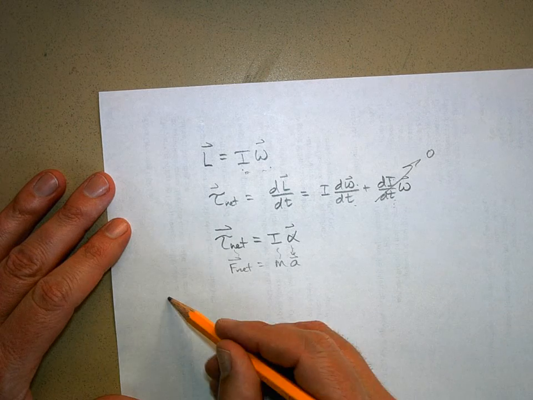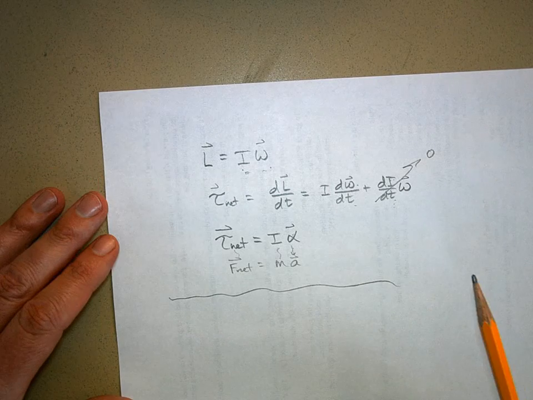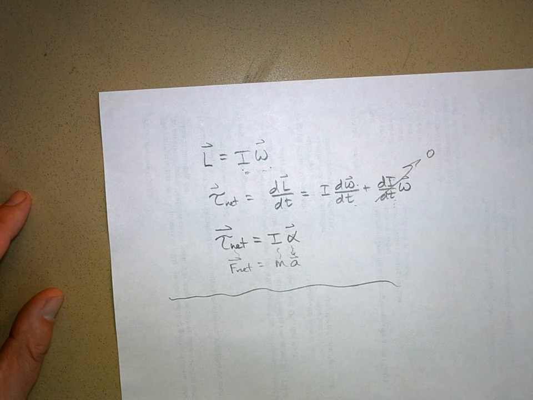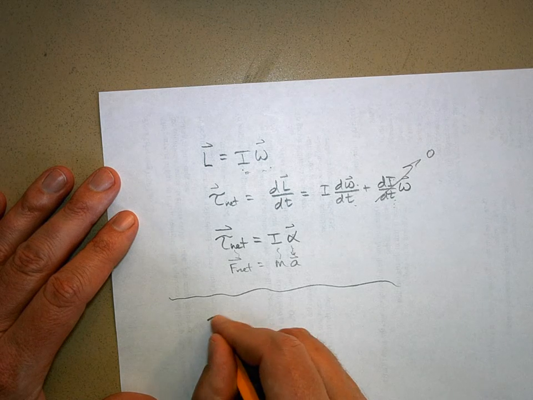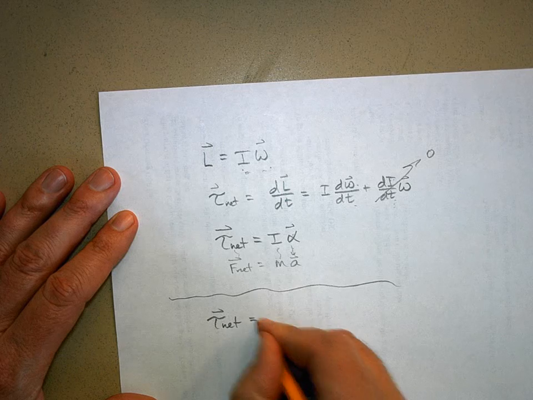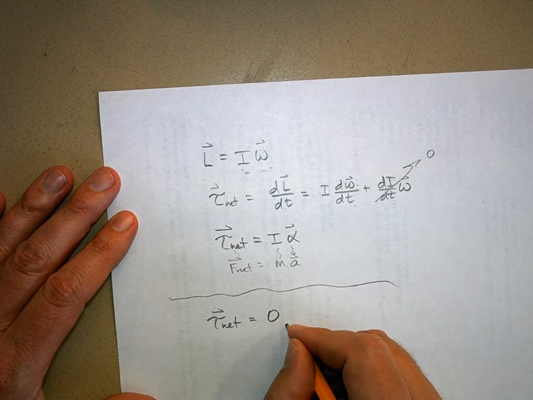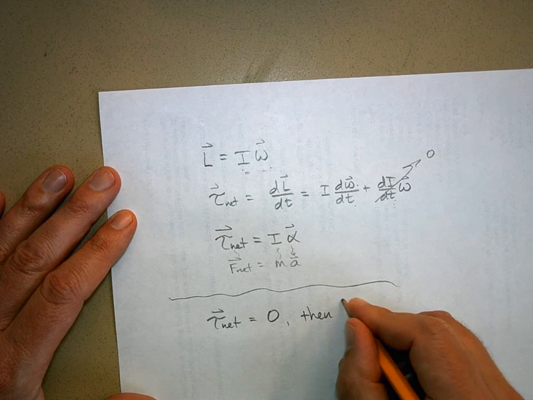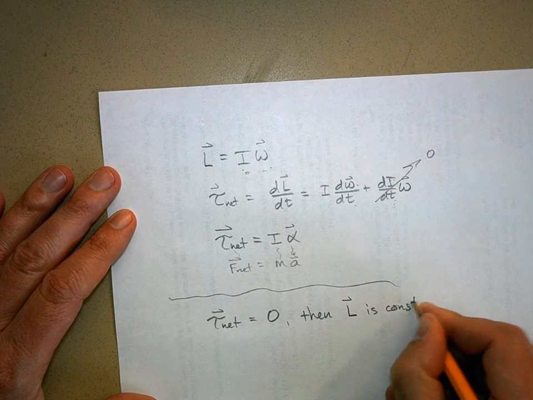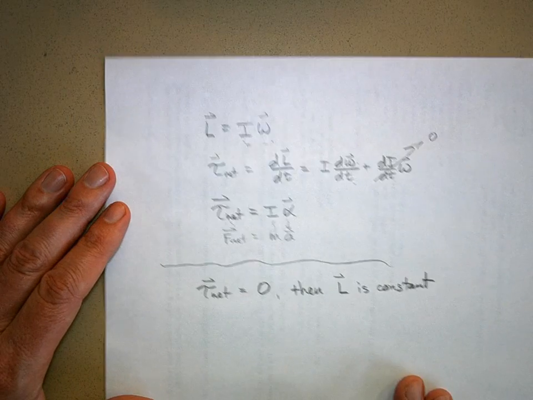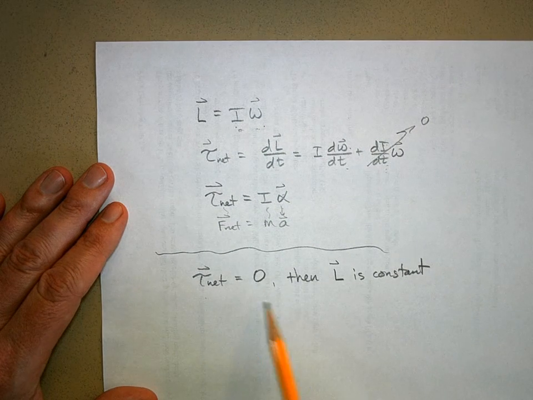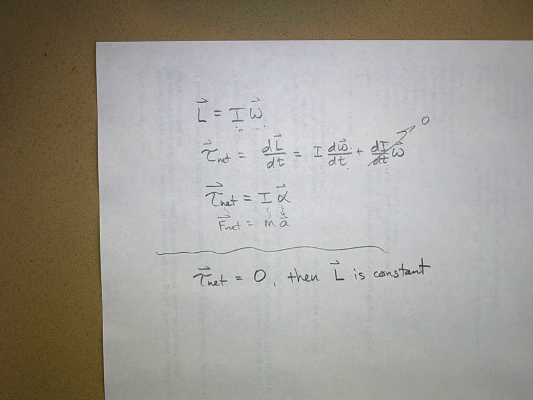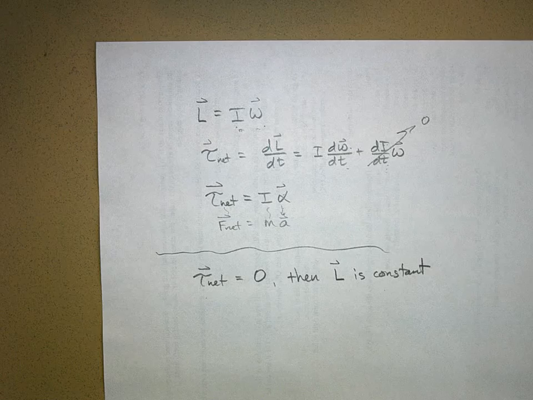Now here's a situation that doesn't apply. This all applied to a rigid body, but I'm going to just say in general, if the net torque on an object is equal to 0, then L is constant. Now, in this statement, there's no need to consider it a rigid body anymore.